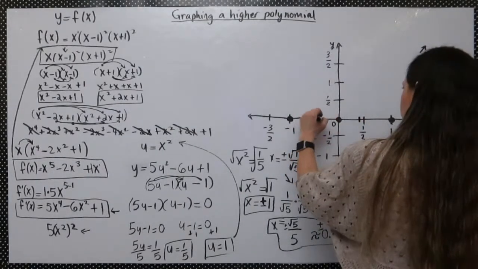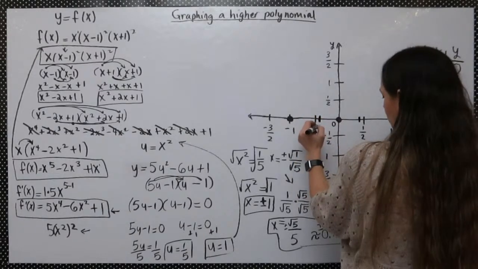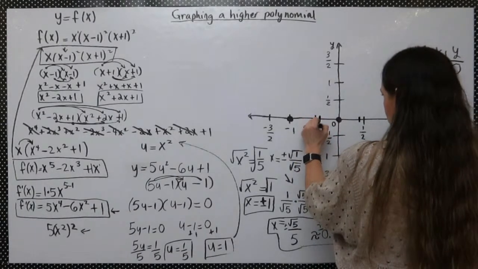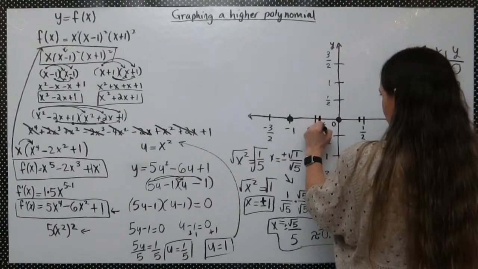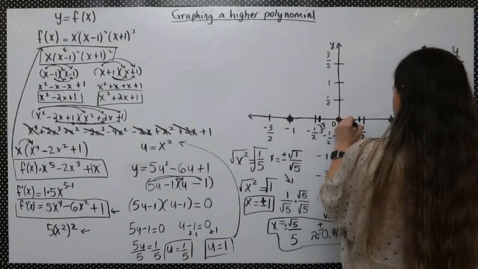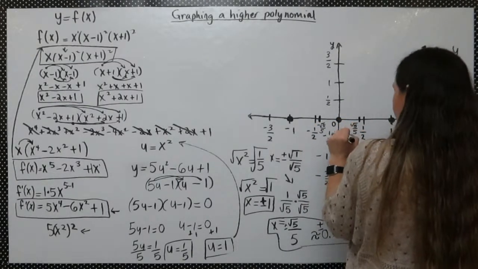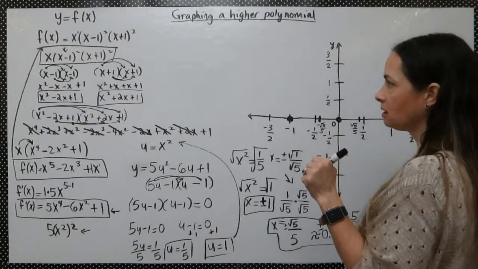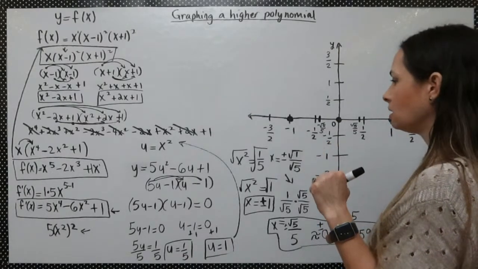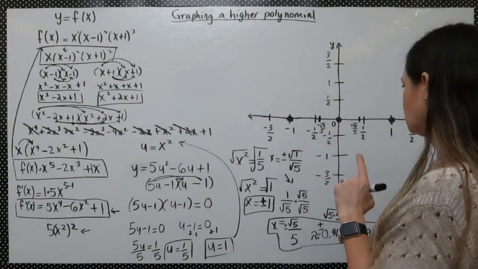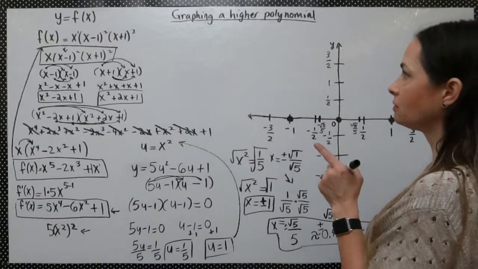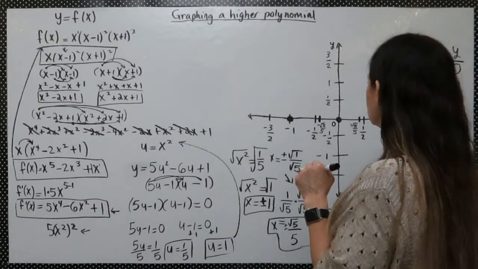Right in here. And we'll put it in there. Negative radical 5 over 5 and positive radical 5 over 5. And then I think that we should be able to plug those values in to the first function and evaluate.